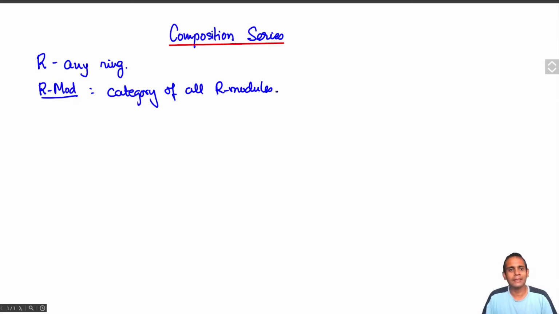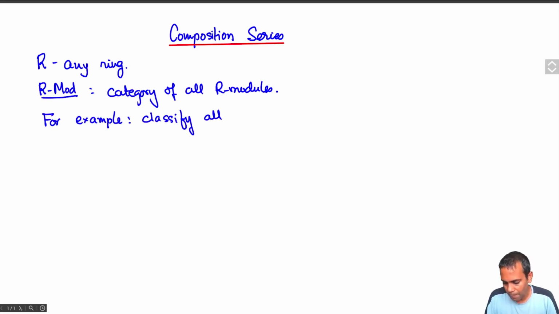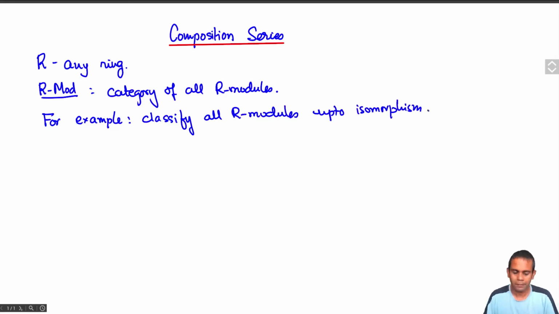And one way to understand a category is to try to understand all its objects up to isomorphism. So for example, we may want to know how to classify all R modules up to isomorphism. Now this is usually a tall order. Let's take even the simplest example.